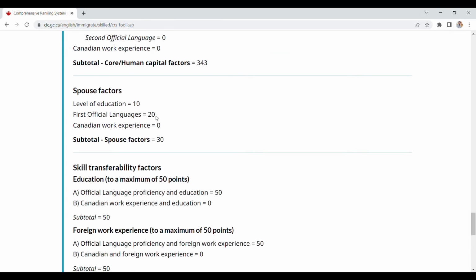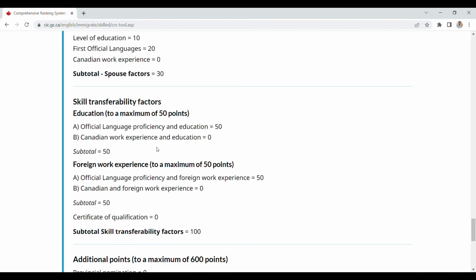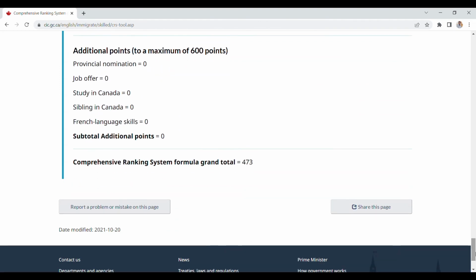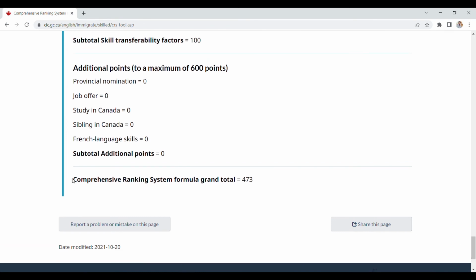The second category is the spouse factors, that is the level of education, the official language, and the Canadian work experience of the spouse. The third category is the skill transferability factors, which adds the points of the primary applicant and the spouse for knowledge of Canadian work experience and education, and also the official language proficiency. And the last category is the additional points which an applicant receives for provincial nomination, job offer in Canada, study in Canada, or any sibling in Canada, and also the French language skills. The total of all these 4 categories gives you the cumulative score at the end.